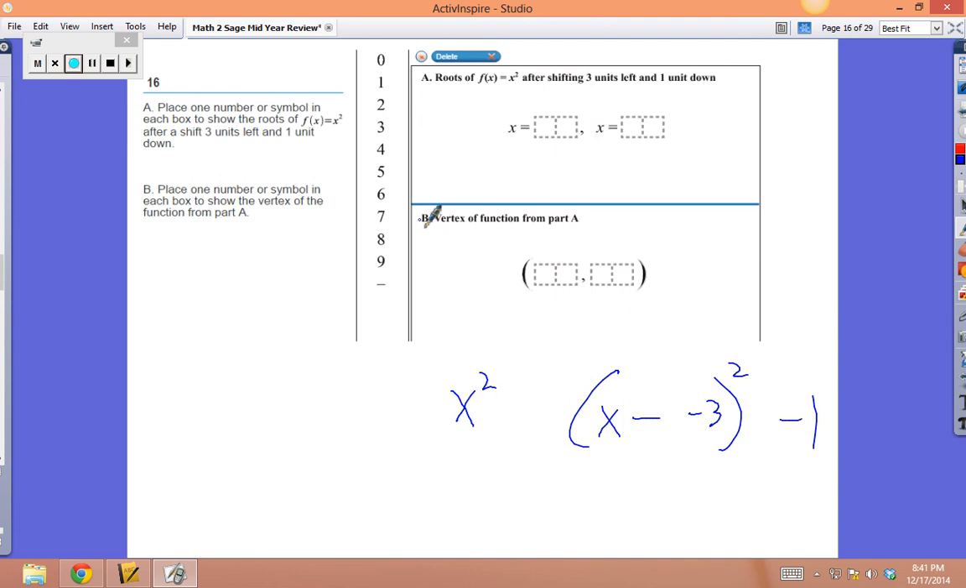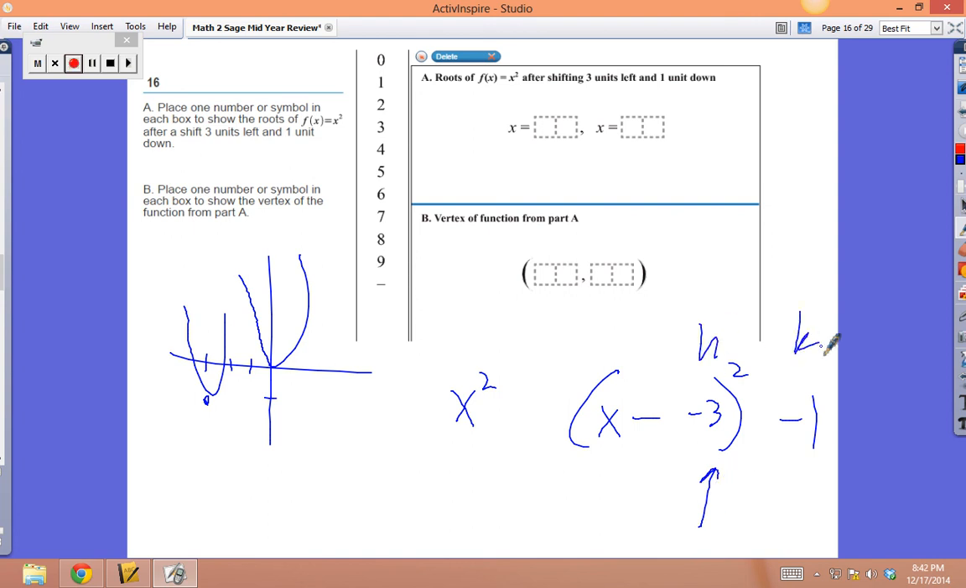So the vertex B is pretty easy. So if you take x squared, which is right here, and if you move it 3 to the left and 1 down, your new vertex is going to be right there. This is your vertex. That is your h, and this is your k. And that's the same thing as the x and the y. So your h is a -3, and your y is a -1. So it's a -3 and a -1.